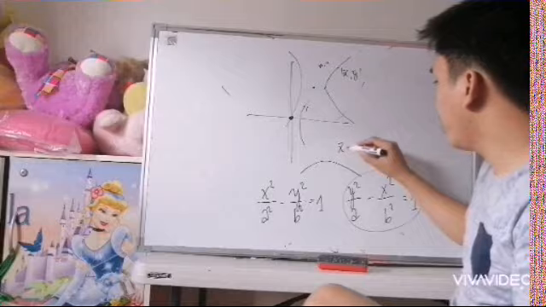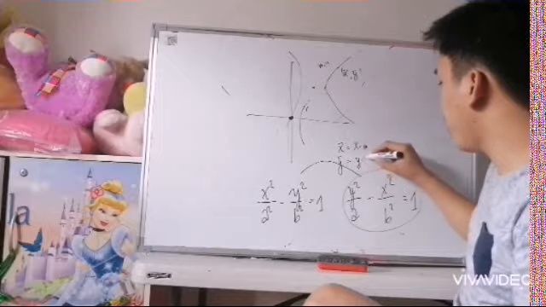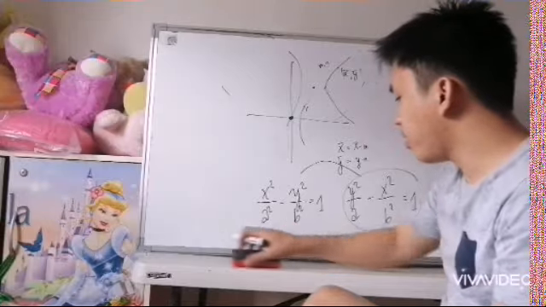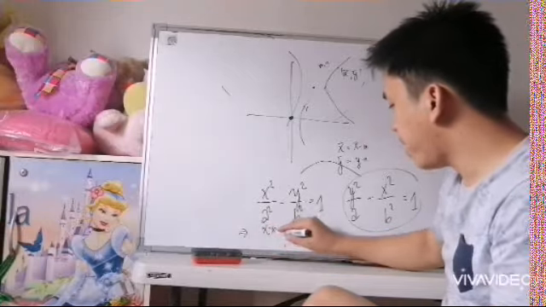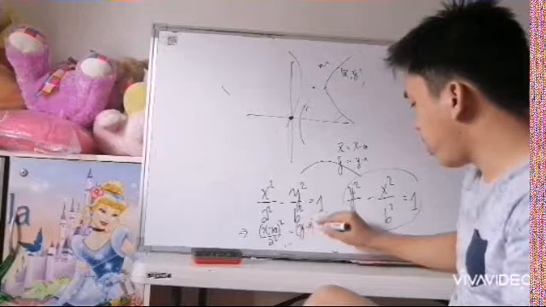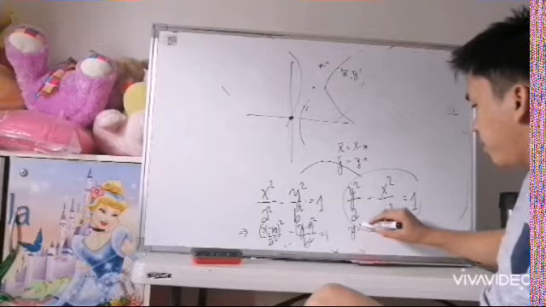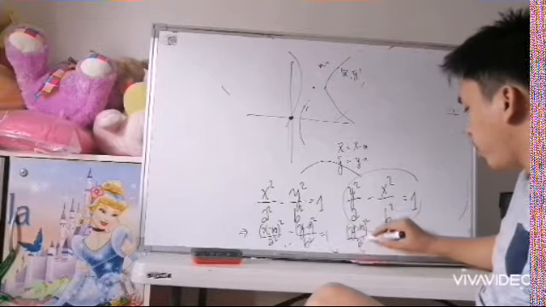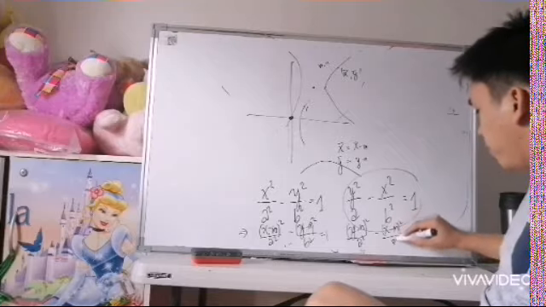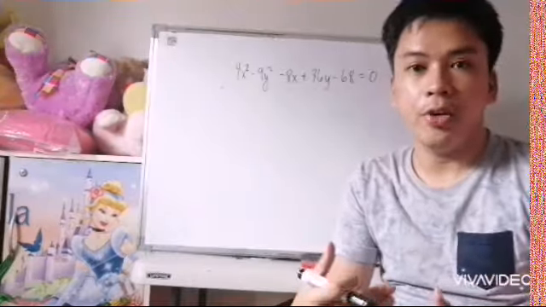So your x bar will now be x minus m. Your y bar will now be y minus n. Therefore, if it's oriented horizontally, when the center is at (m, n), you just replace that by (x minus m) squared over a squared minus (y minus n) squared over b squared equals 1. Same with this, you have (y minus n) squared over a squared minus (x minus m) squared over b squared equals 1. That's it. Okay, so let's consider an example here.